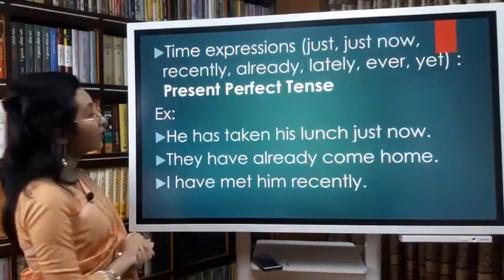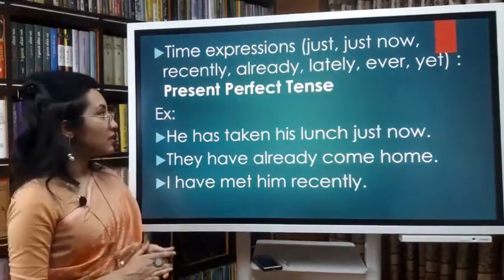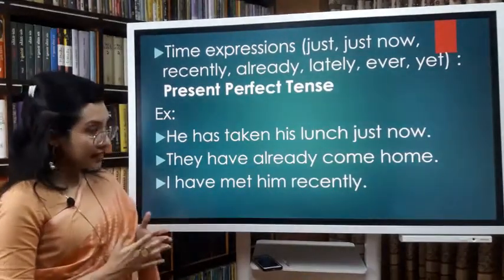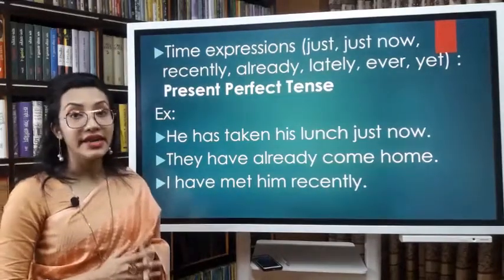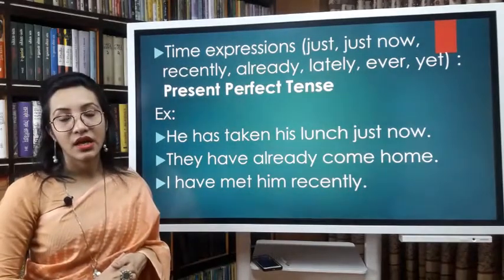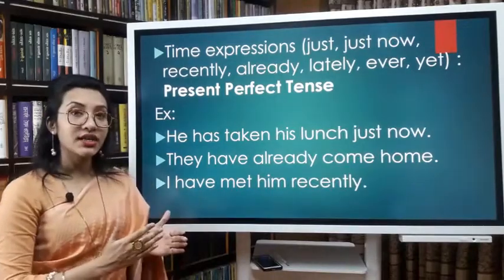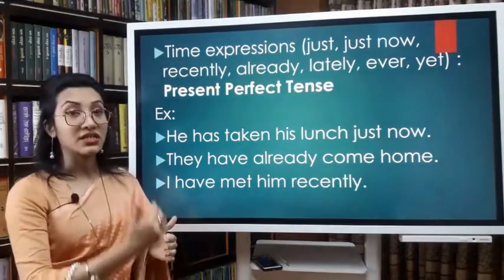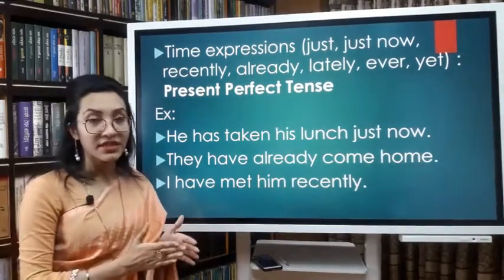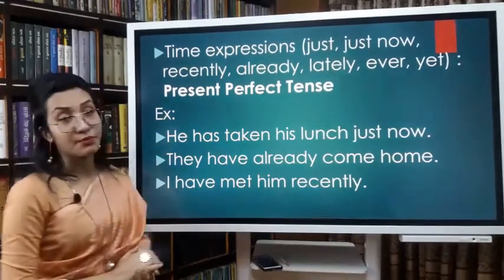Moving on, time expressions such as just now, recently, already, lately, ever, yet, always use present perfect tense. Now, what do we mean by present perfect tense? When an action happened before now, but the result is still there, that means the event or the action has already been completed, but the result or the effect is still present, we are going to use present perfect tense.